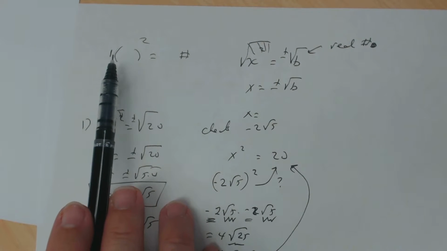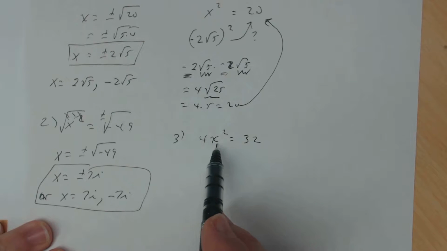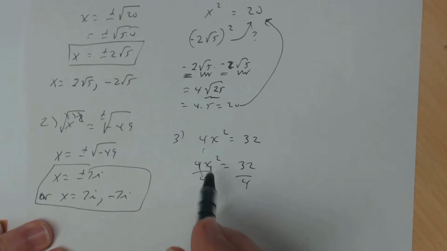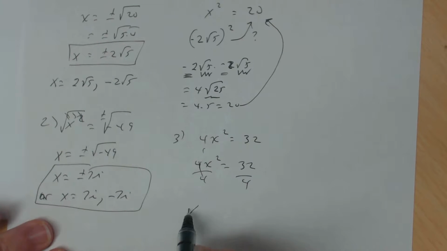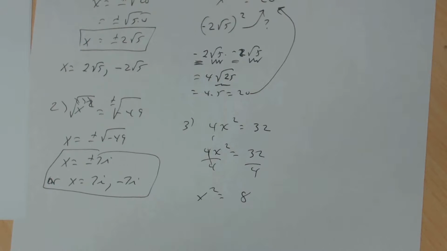So remember, you really would like a 1 here. So I'm going to go ahead and divide both sides by 4. So I'm going to get this. I'm going to divide both sides by 4 because I want to get that x squared by itself. So I get x squared equal 8. All right. So 32 divided by 4 is 8.